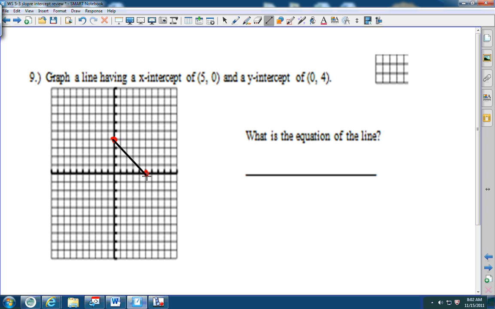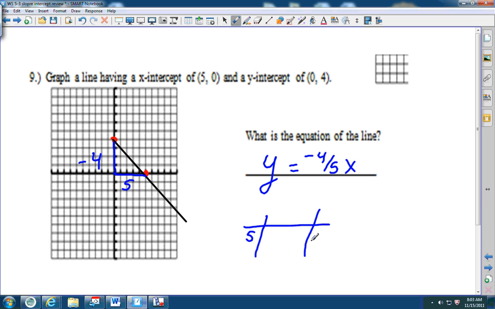I will connect my dots. I know my slope is going to be negative because it is decreasing. It is going down. Y equals my slope. I'm going down, let's see, 1, 2, yeah, I did it right. All right, down 4, negative 4, and over 5. Negative 4 over 5x. See, if you built a table and had 5, 0 and 0, 4.